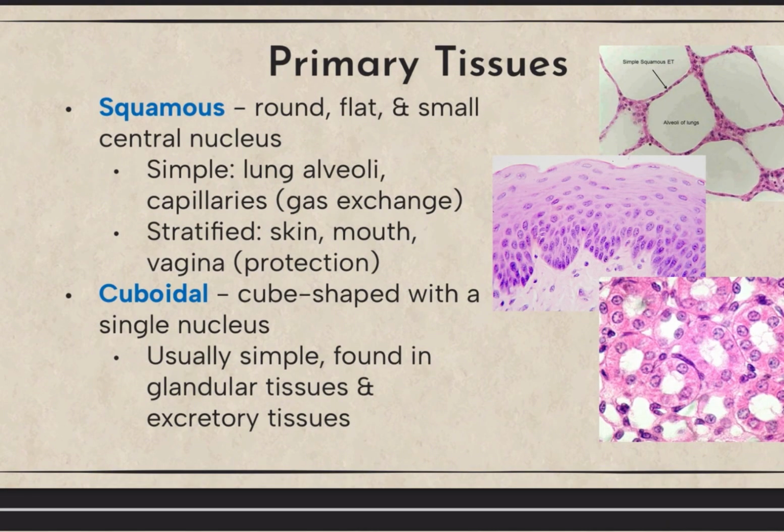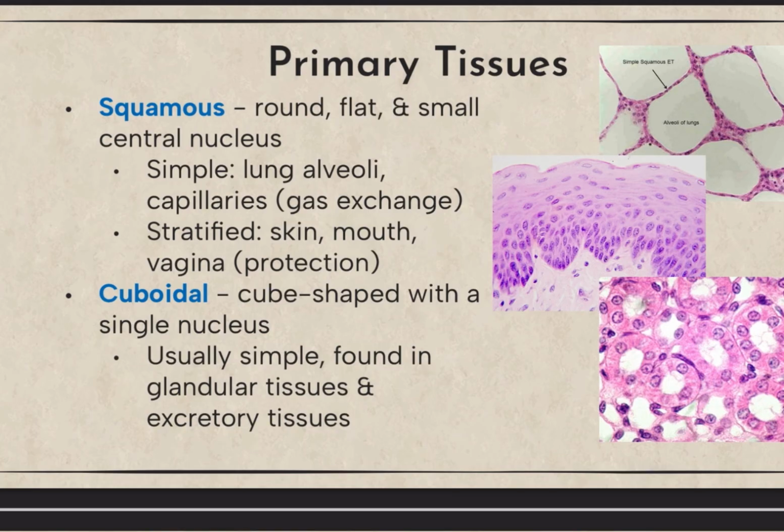So now moving on, we have our squamous, which is categorized as round, flat, small, and it has a central nucleus. And again, this is simple and stratified. So simple would be like the lining of our lungs, the capillaries, and it helps with gas exchange. And then our stratified is like our skin, our mouth, and this helps with protection. Sure, we can take things in through our skin, but it's mostly for the protective layer on top of our fat, on top of the muscle, on top of the bone.